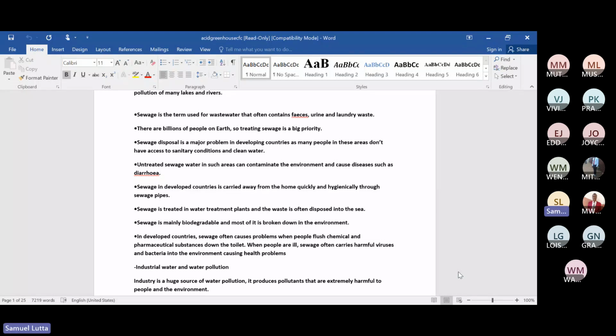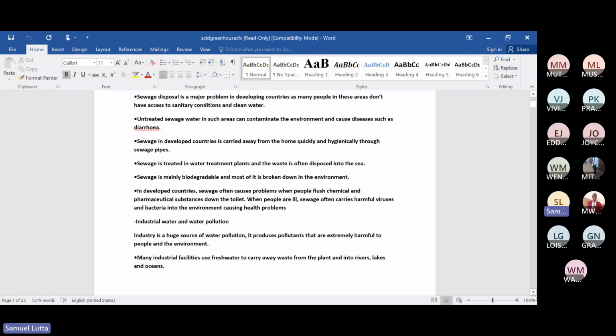The advantage of sewage is that most of the products are biodegradable. So we have what we call biodigesters, which can break down this sewage waste into friendly products like methane, which can be used for generation of energy. But for developing countries, this one is still a problem. Even in major cities, this one is still a problem.